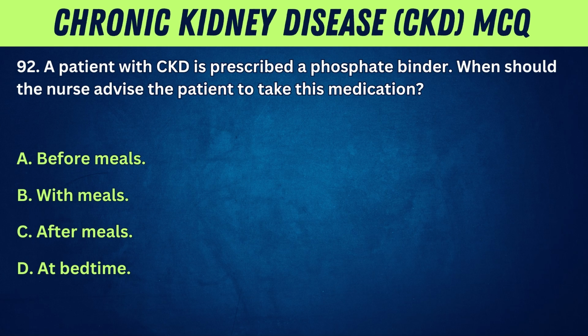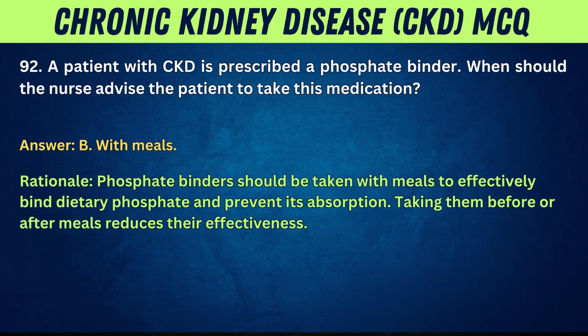92. A patient with CKD is prescribed a phosphate binder. When should the nurse advise the patient to take this medication? A. Before meals. B. With meals. C. After meals. D. At bedtime.